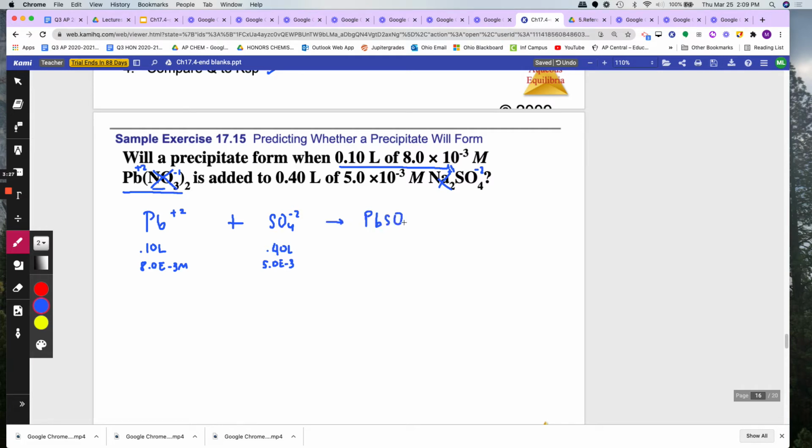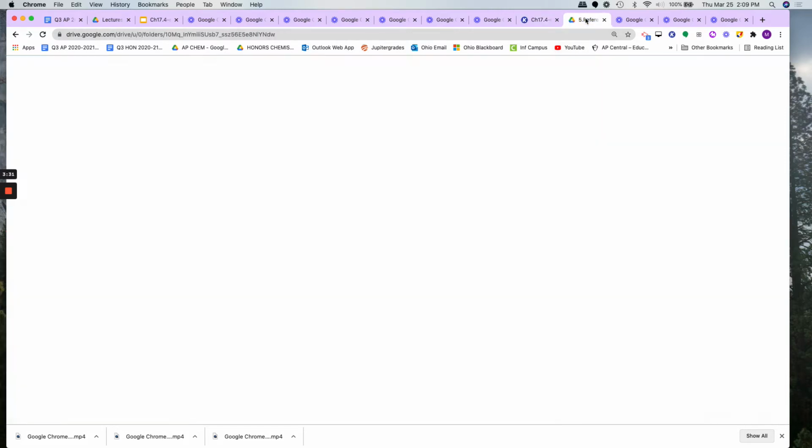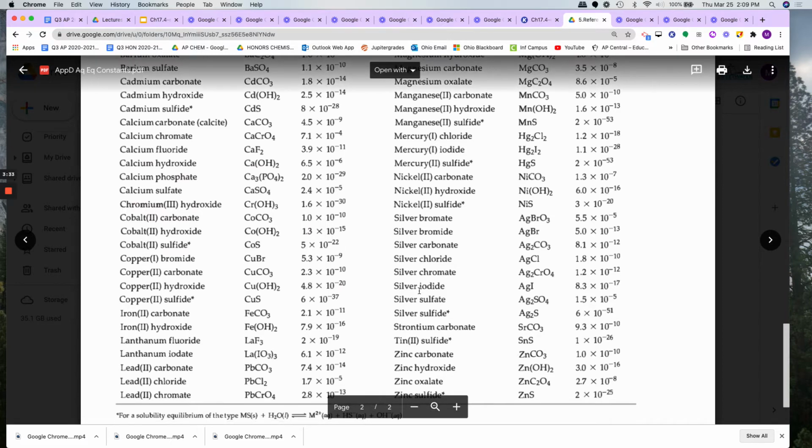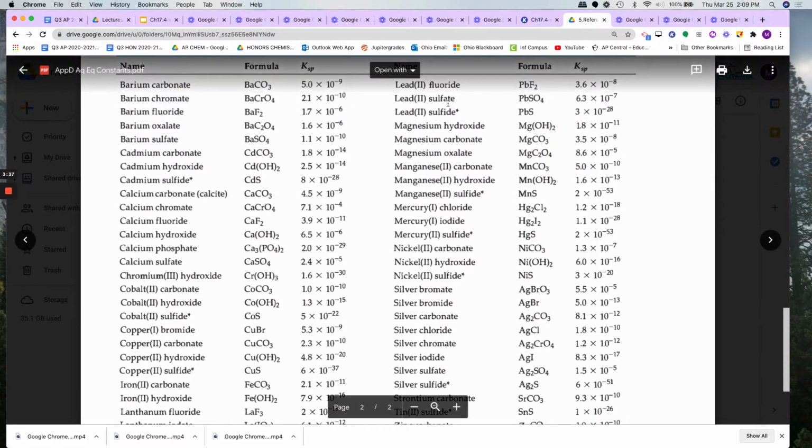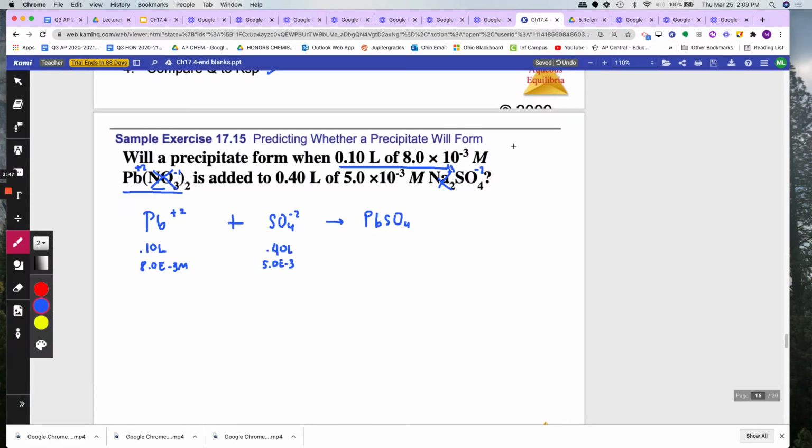And they're asking if you will make a solid. PbSO4, if you look at the reference chart, lead 2 sulfate, right here, is not very soluble. It's 6.3 E -7, that's KSP. Let's write that down. We'll need that. 6.3 E -7. That is the KSP.